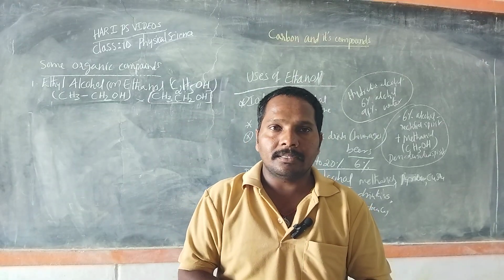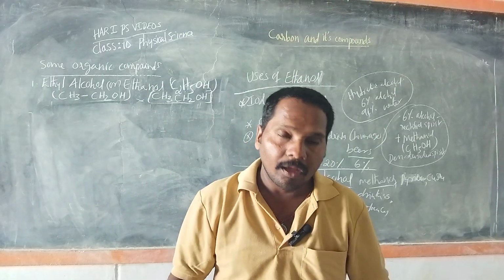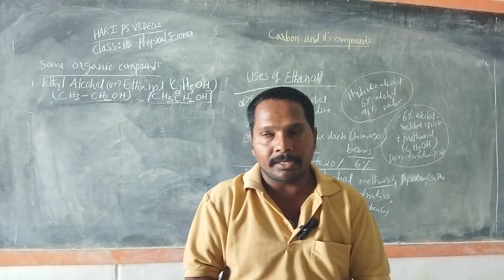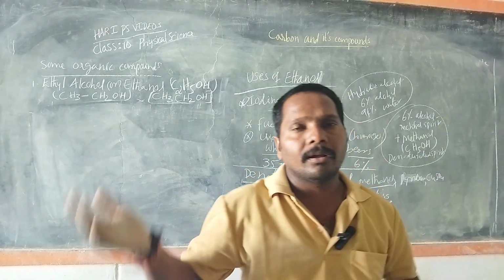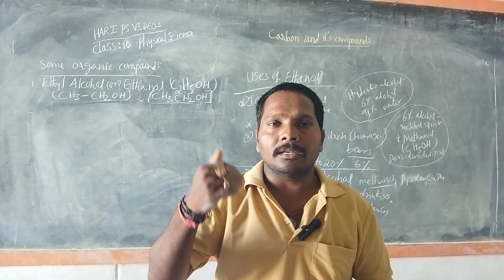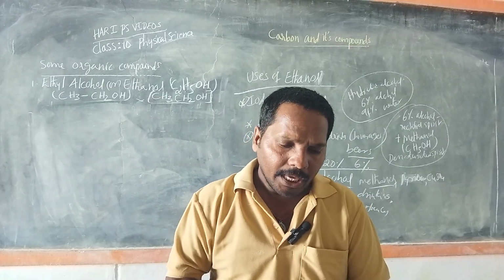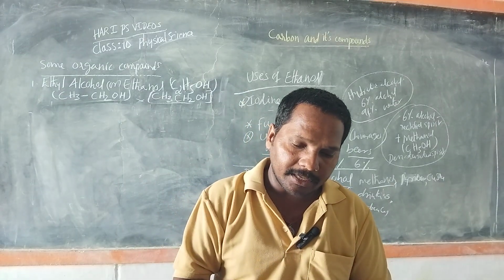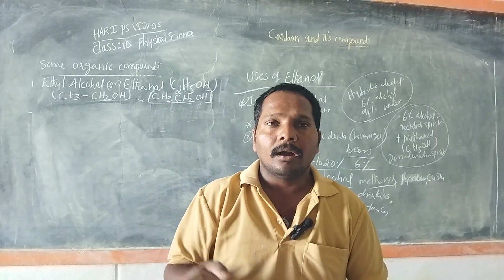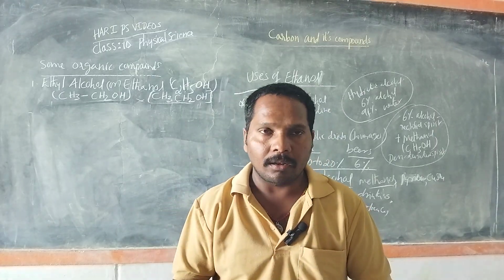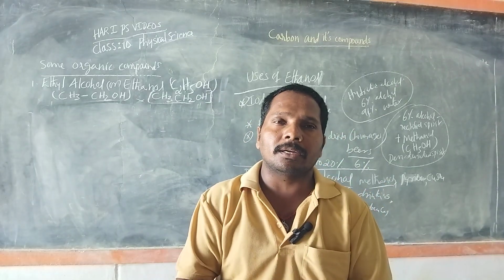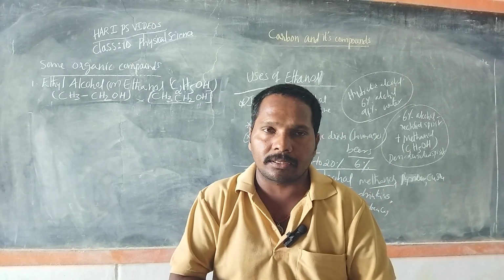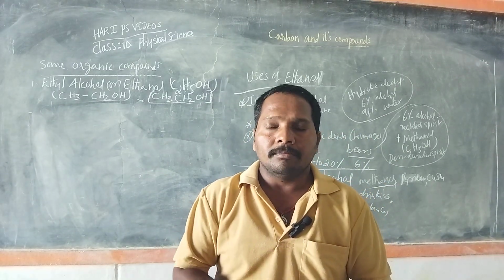Dizziness. Sometimes they fall. Vomiting also takes place. Sometimes when an excess of alcohol is taken, it causes death also. Heavy drinking of alcohol makes a person alcoholic, addicted to alcohol. Observe that many people in our country, many people in our surroundings are alcoholic.